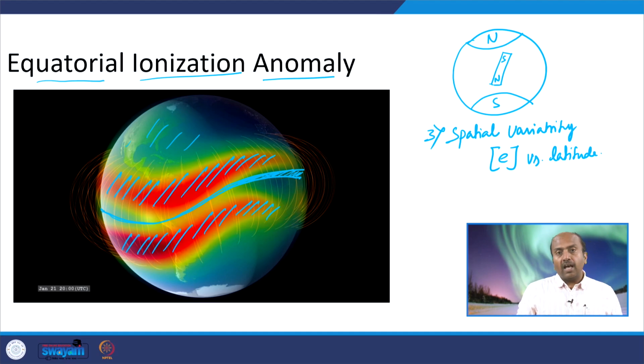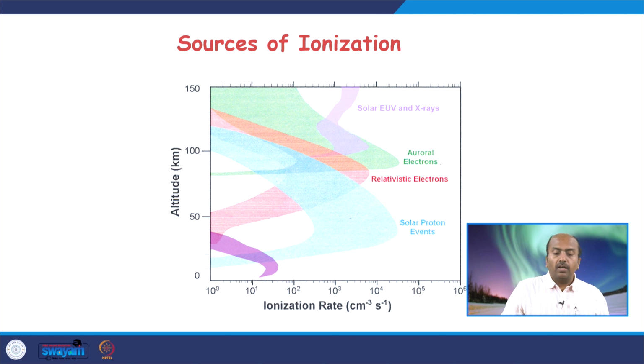This anomaly has something to do with the sun, and this anomaly also has something to do with the magnetic nature of the planet Earth. Right. So we will combine all these aspects and then try to put forward a simple explanation why this anomaly will exist, but that will come after a few more lectures. Right. So, what are the sources of ionization?